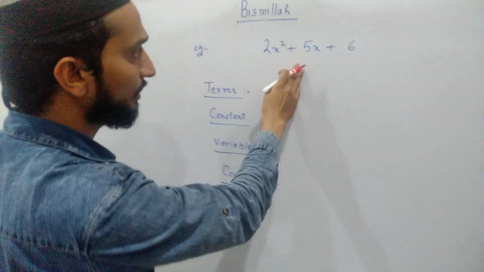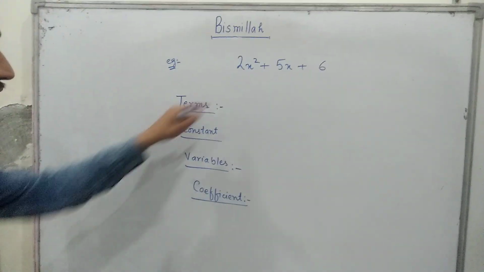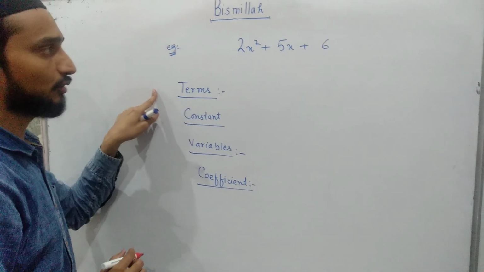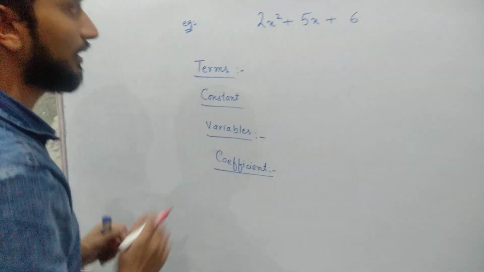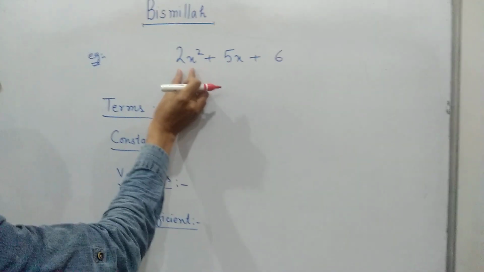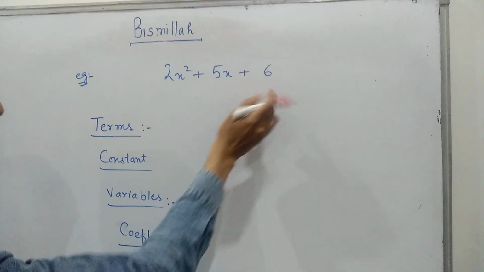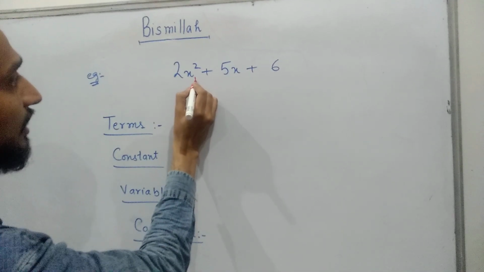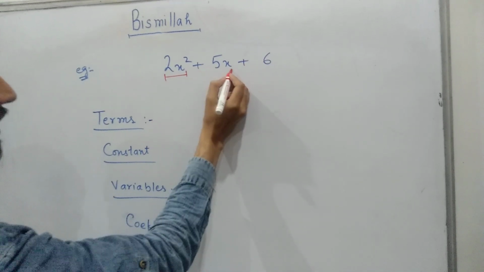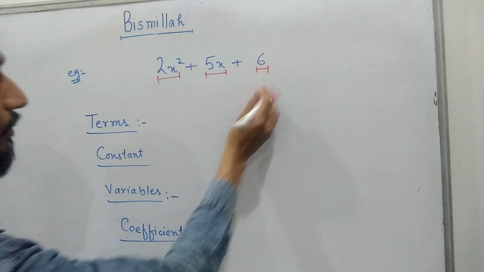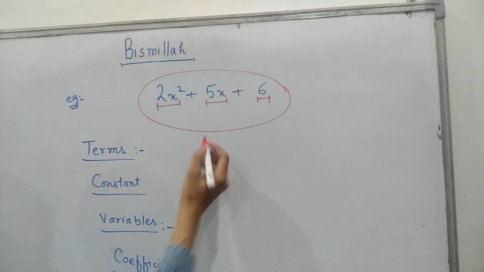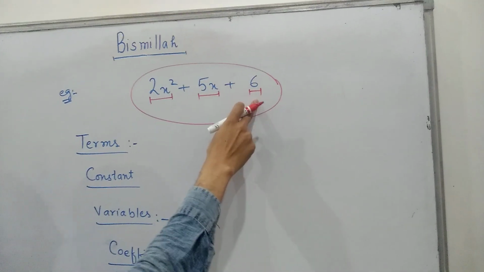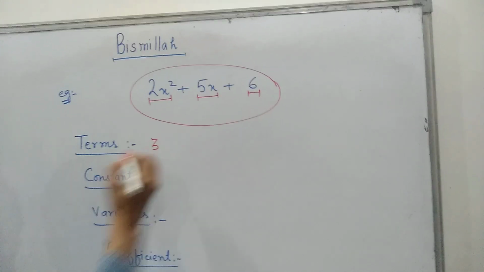Let's see an example of an algebraic expression. It is 2x square plus 5x plus 6. With the help of this, we will discuss these 4 terms. The first one is terms. What are the terms of the algebraic expression? We are looking at 2x square, plus 5x, and plus 6. They are separated by the operation plus, so we can say that these are the terms. This is one term, this is another term, and this one is the third term. So in this algebraic expression, there are 3 terms, right?